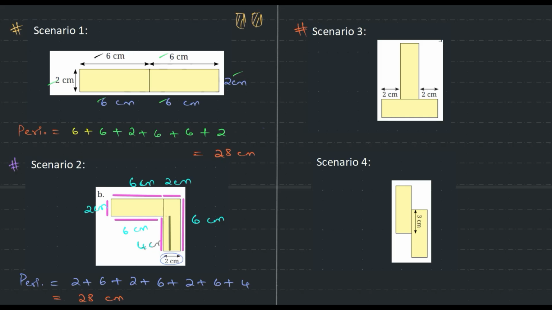Think. Okay, let me start off by writing the obvious ones. So this is 6 centimeter. This is 2 centimeter. This length is 6 centimeter again. Let me use some other color.